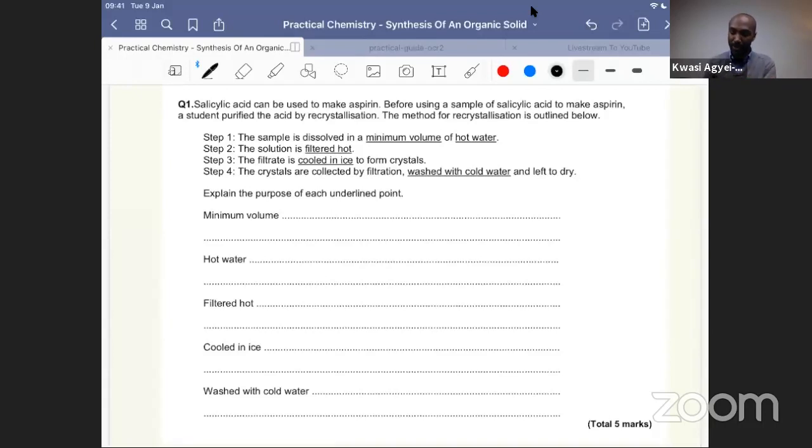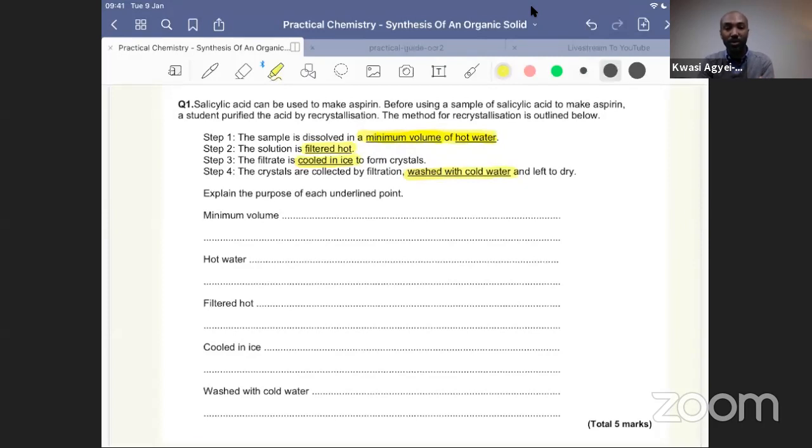The sample is dissolved in a minimum amount of hot water. So the solvent is water in this case. And then the solution is filtered hot, and the filtrate is cooled in ice. And then the crystals are collected by filtration and washed with cold water. Explain the purpose of each underlined point.